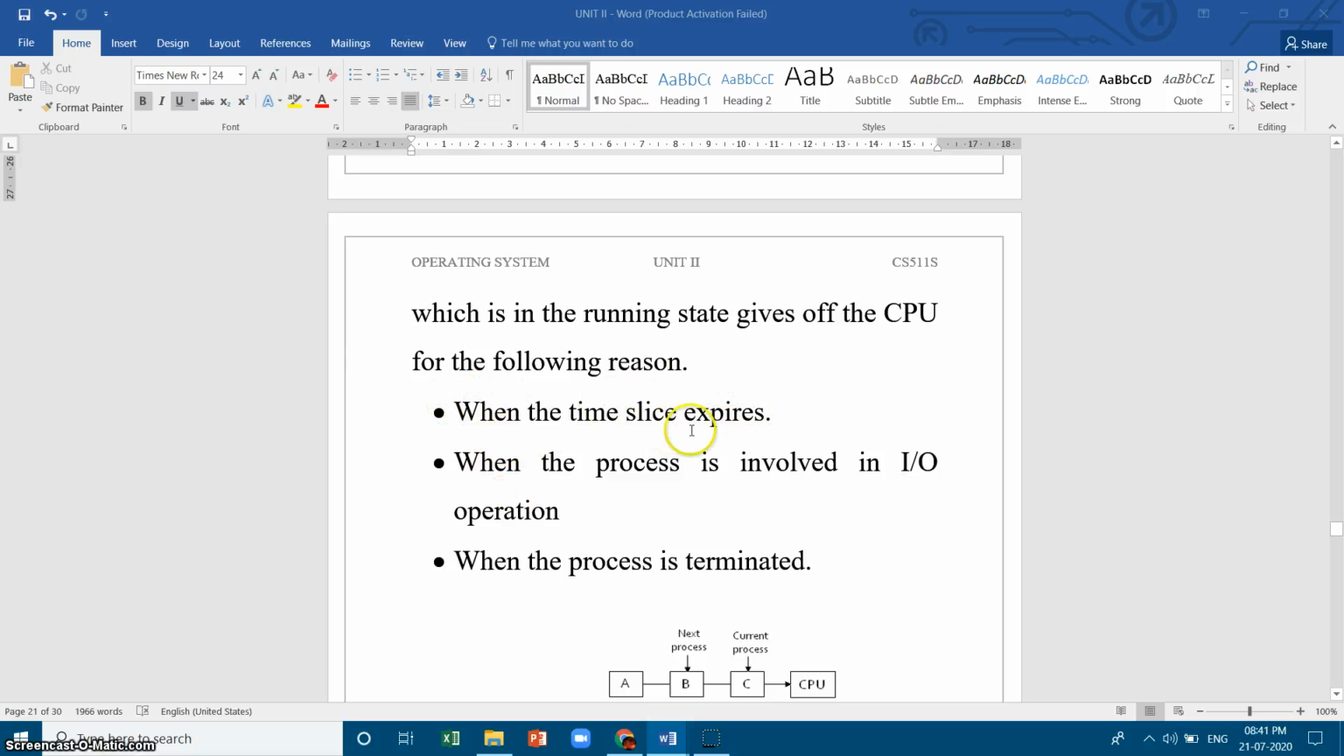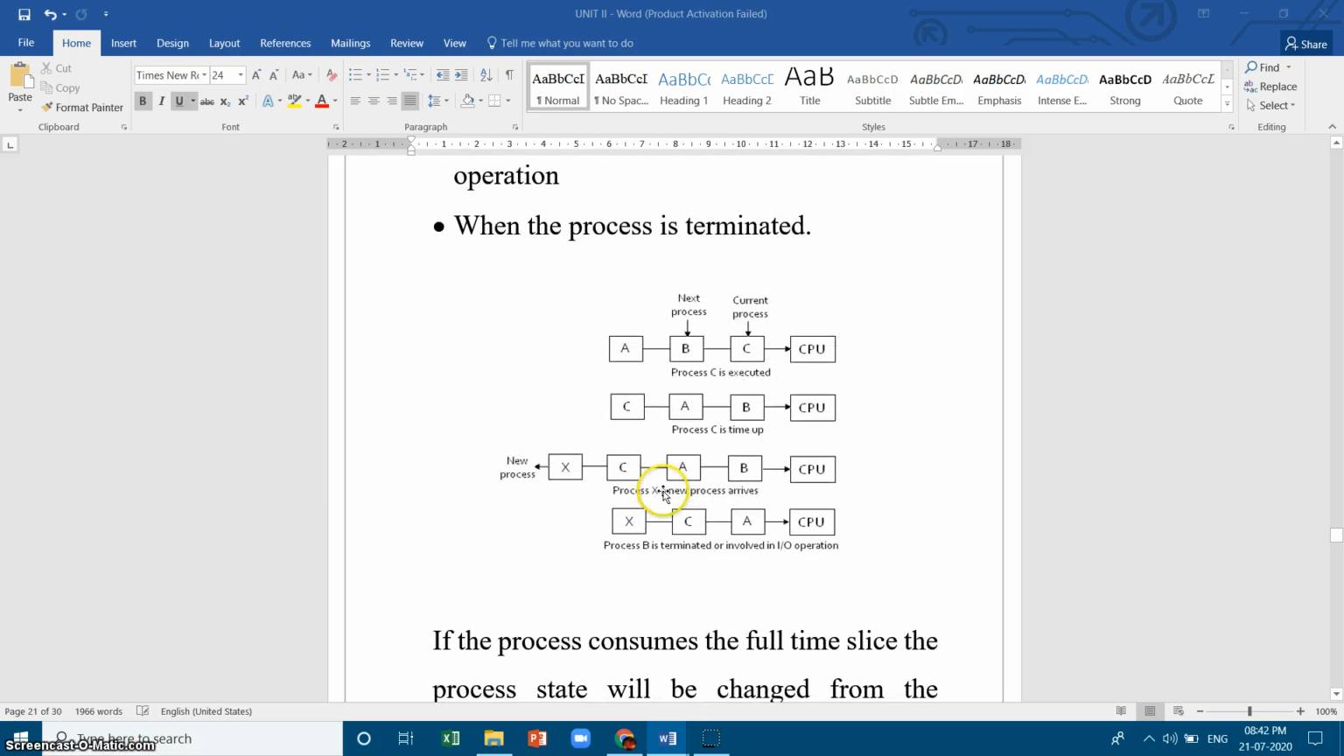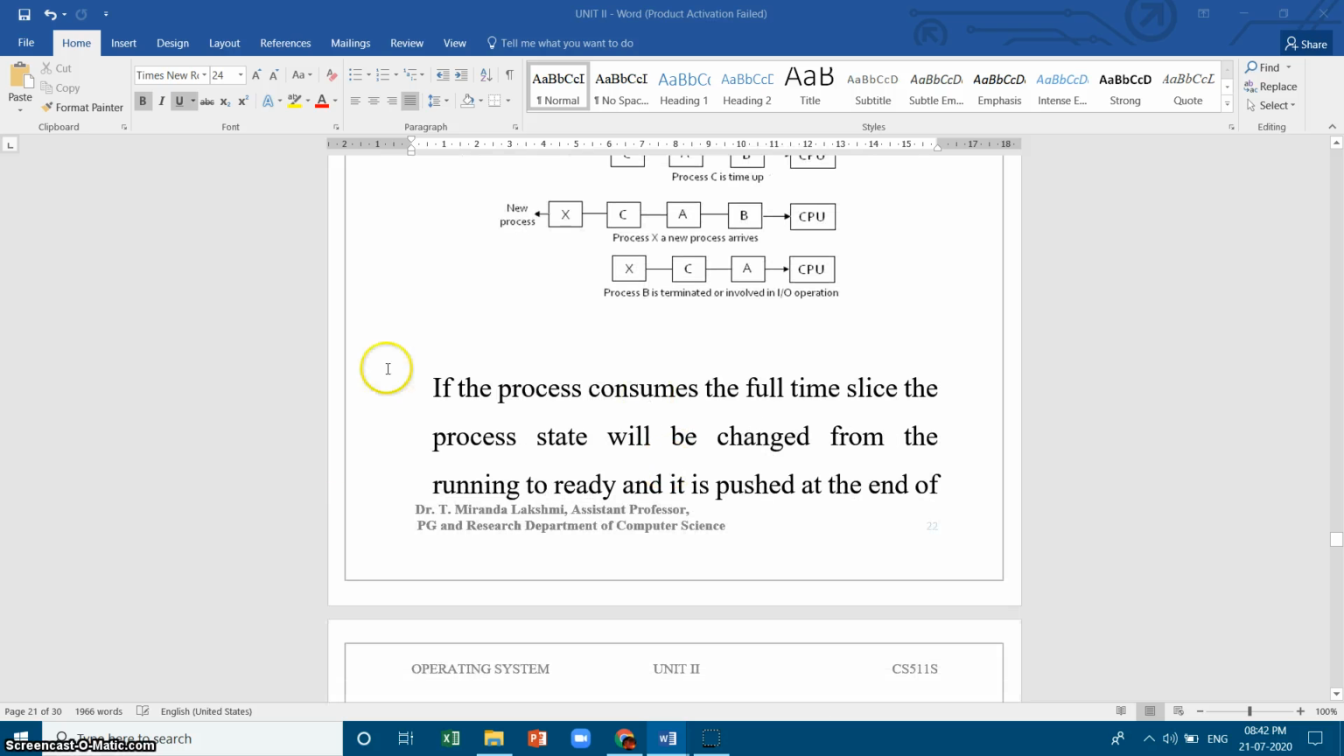One, when the time slice expires. The other one, when the process is involved in IO operation. The other one is when the process is terminated. For these three reasons only the CPU gives off. We have seen this diagram. If the process consumes the full time slice, the process state will be changed from your running state to your ready state.